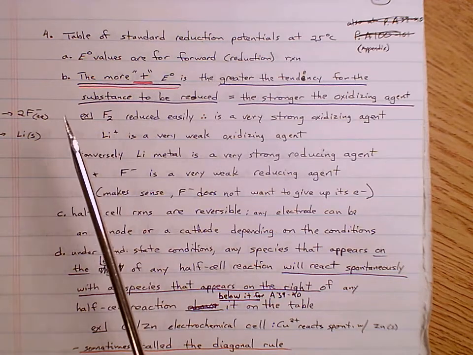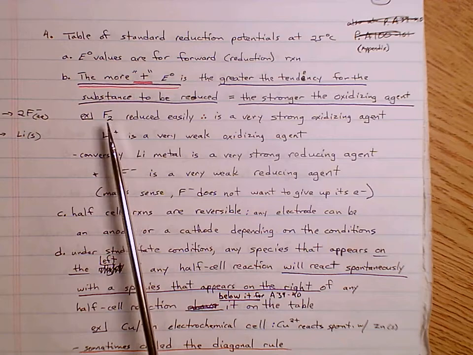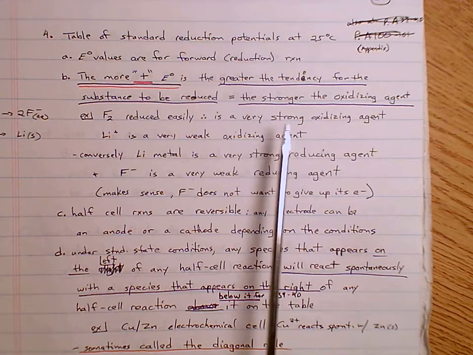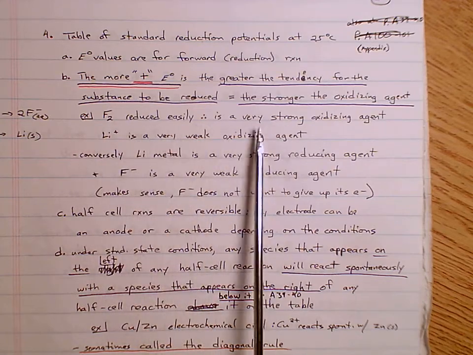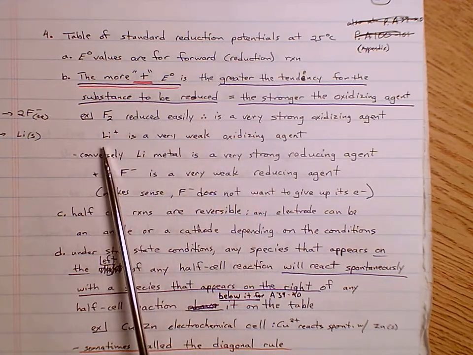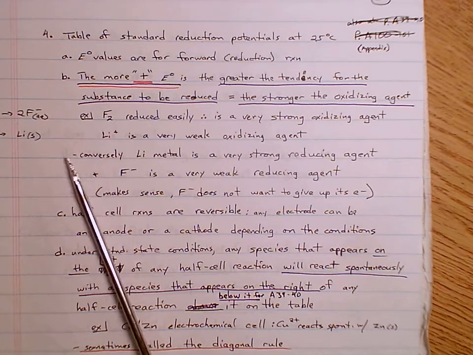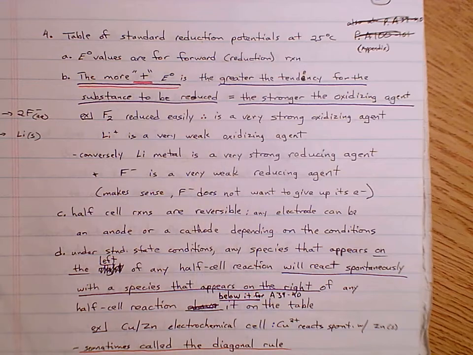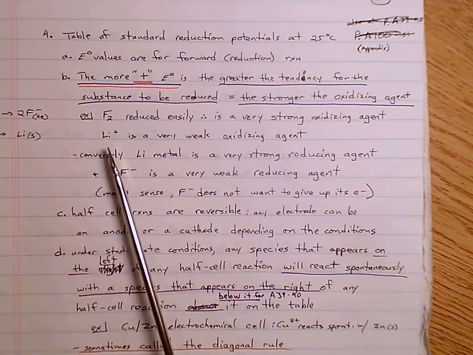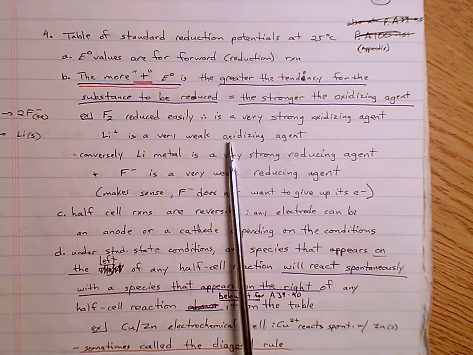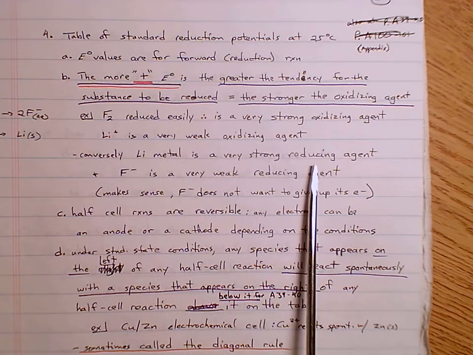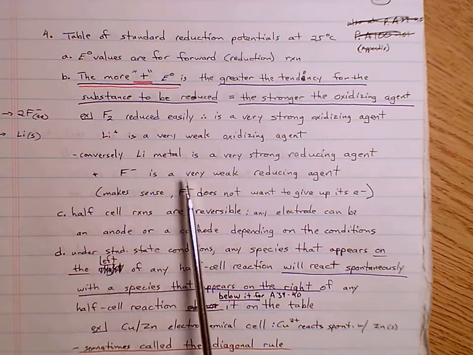When we look at the table, we'll find at the top of the table is F2. F2 gas really wants electrons. It's a very strong oxidizing agent. It will take electrons from nearly everything. Li plus is at the bottom of the table. It does not want electrons. It's a very weak oxidizing agent. And because Li plus is a very weak oxidizing agent, it means it's a strong reducing agent. It wants to put electrons on things. F minus is a very weak reducing agent.